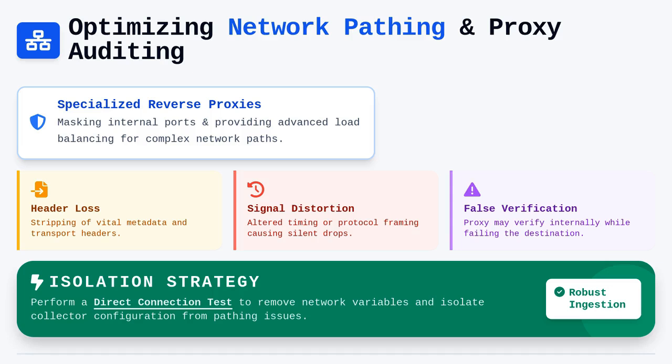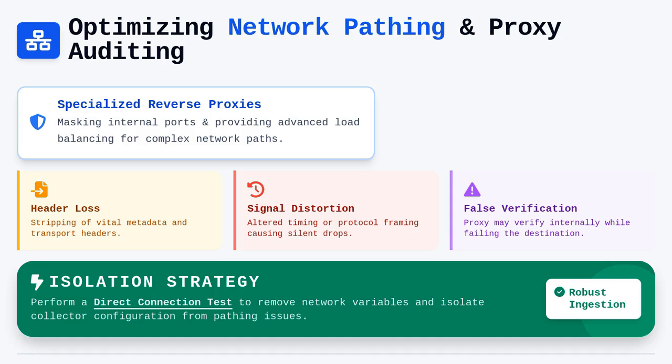Managing complex network paths sometimes requires the use of specialized reverse proxies to mask internal ports or provide an additional layer of load balancing. When traffic passes through a proxy, it is vital to audit that the proxy isn't stripping necessary headers or failing to pass the transport layer signals through to the destination collector.